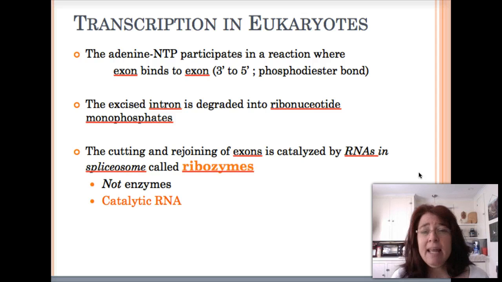They're not enzymes. By definition, an enzyme is a protein. These RNAs are called ribozymes. They are catalytic RNA.